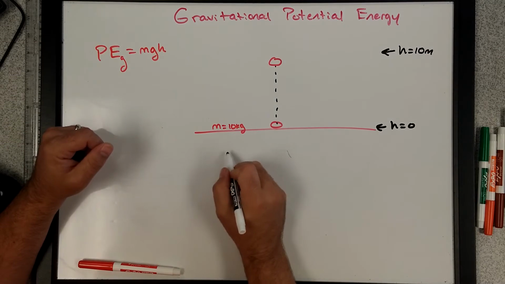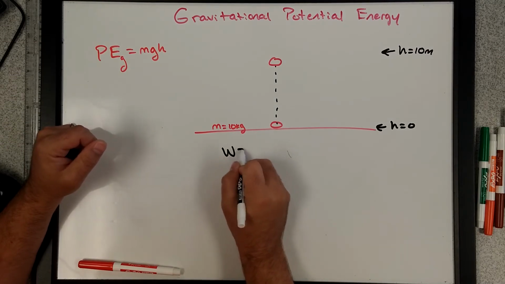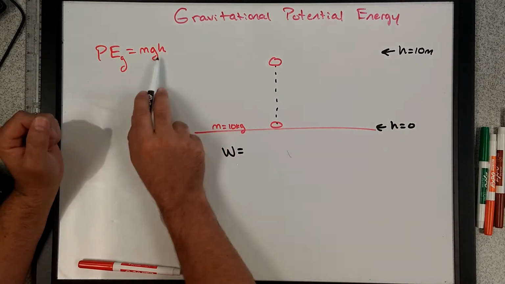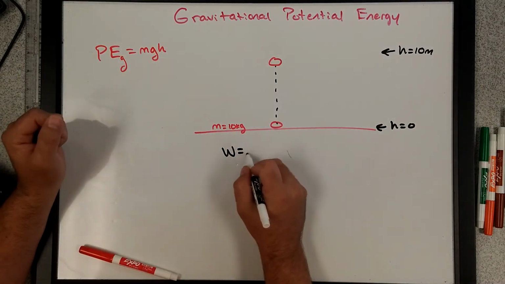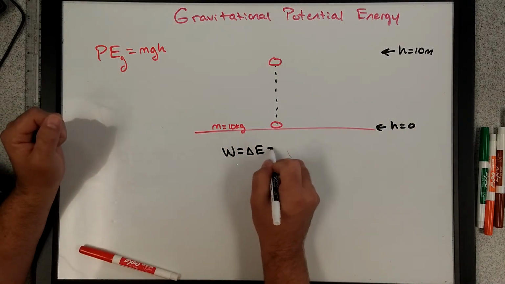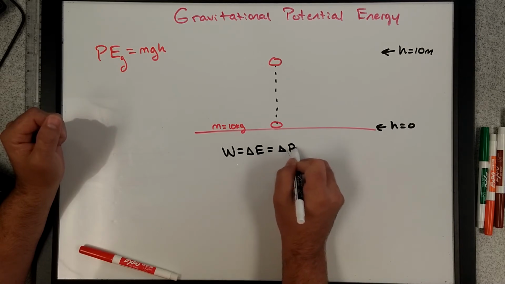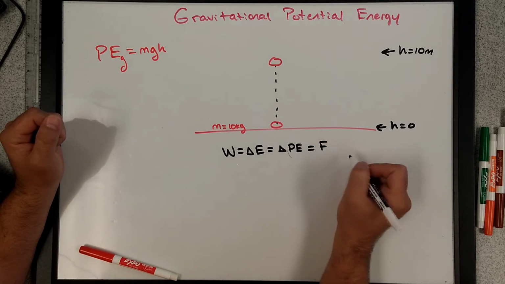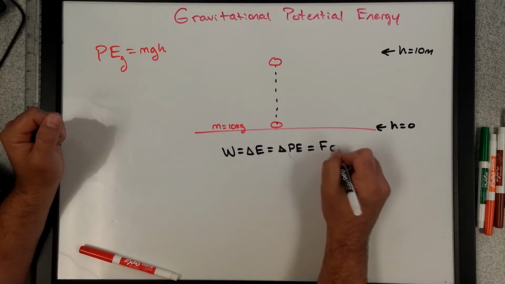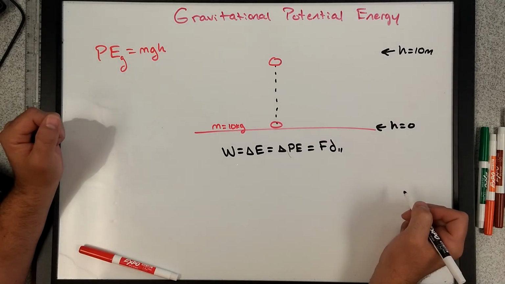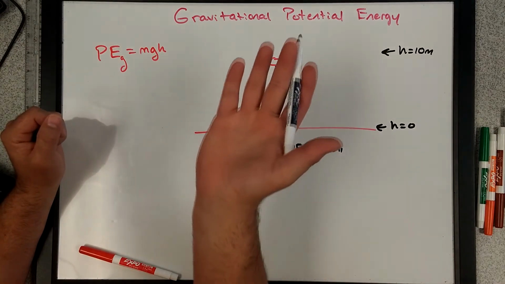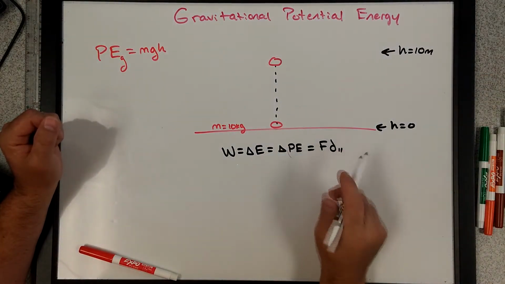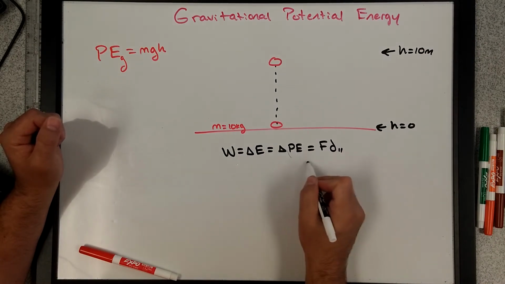So, I did work on it, right? I know I did work on it because I gave it more energy. Remember, work is change in energy. In this example, that work will be change in potential energy. How much work did I put into it? Well, I put into it the amount of force I needed to give it times the distance parallel to that force. If I'm lifting the rock up and it's moving up, they're parallel to each other, so I can ignore that parallel part.